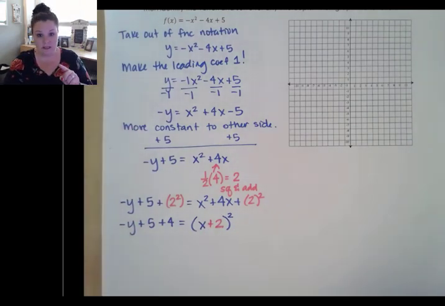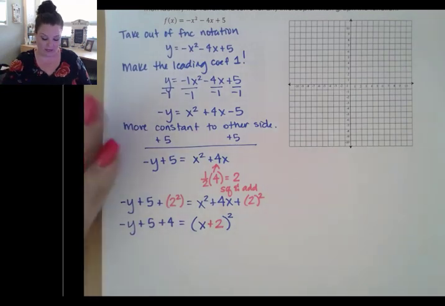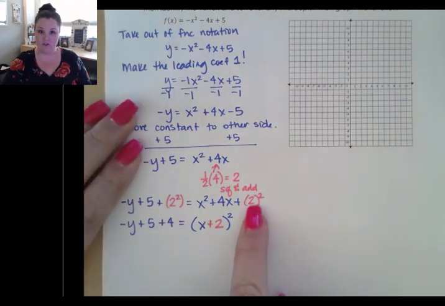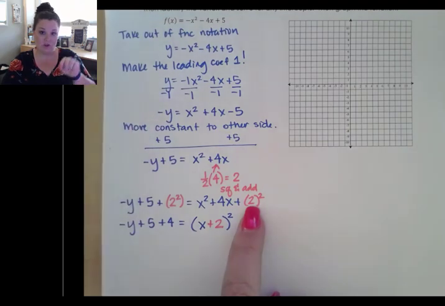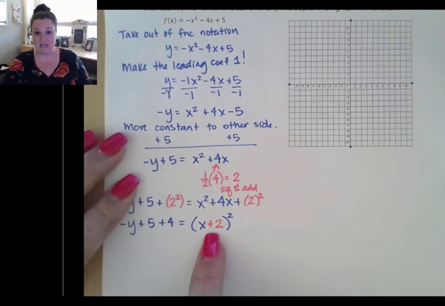Now, if you don't believe me and you want to work it out the long way, you can go ahead and square this 2. So you'd have x squared plus 4x plus 4, and then you can do the sum product chart and work it all out, and it will factor into x plus 2 times x plus 2, which then you could write as x plus 2 squared.